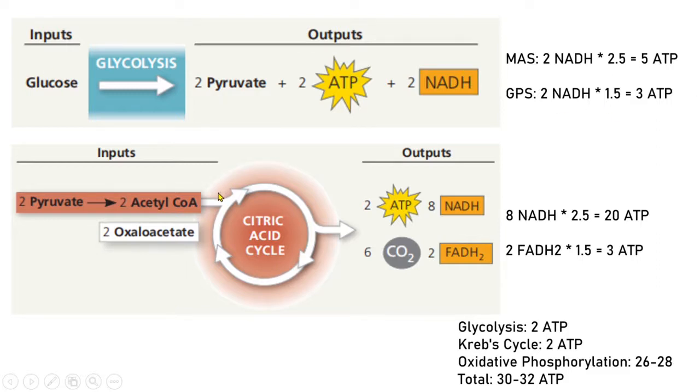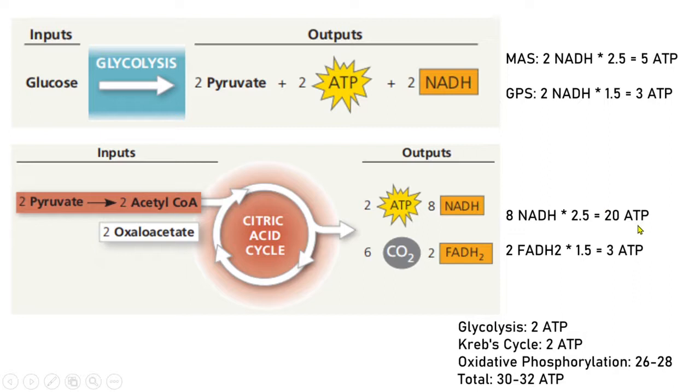On the next stage, you have the citric acid cycle. So aside from the 2 ATP, it produces 8 NADH and 2 FADH2. So what happens here? 8 NADH is multiplied by 2.5, you get 20 ATPs. FADH2 is multiplied by 1.5, you get a total of 3 ATP. So let's try to get the total. So you now have 20 plus 3, you have 23 ATPs for the whole of the citric acid cycle.